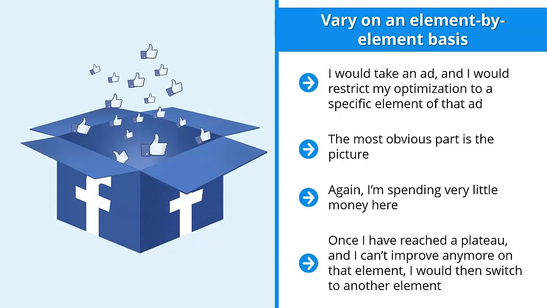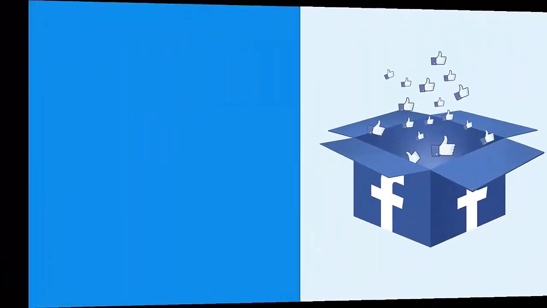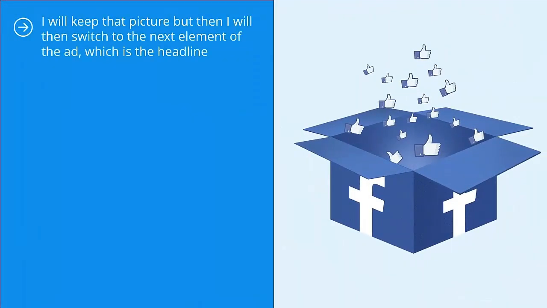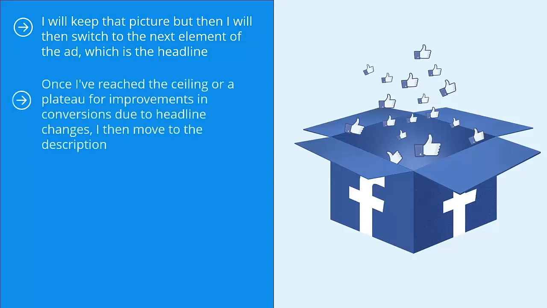For example, if I'm running a campaign for dog food and I notice that my best performing picture after a series of variations is a picture of a chihuahua that seems to be smiling, I will keep that picture, but then switch to the next element of the ad, which is the headline. I would then keep varying the headline to see if I can improve the conversion rate of that ad. Once I've reached the ceiling or a plateau for improvements in conversions due to headline changes, I then move to the description. Do you see how this works?